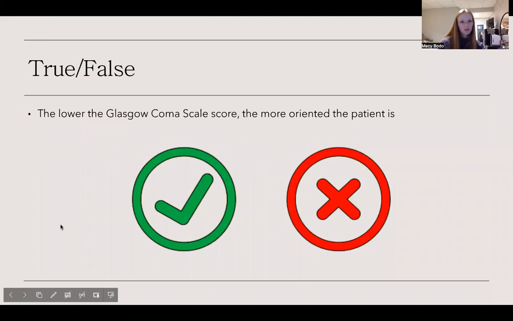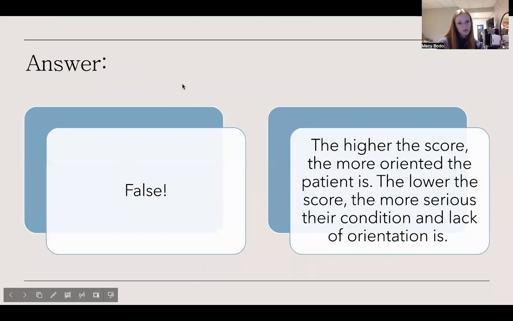So, a true or false question here. The lower the Glasgow Coma Scale score, the more oriented the patient is. And the answer to that is false. It's actually the higher the score, the more oriented the patient is. The lower the score, the more serious their condition and lack of orientation is.